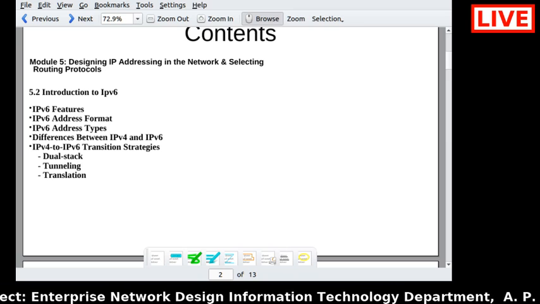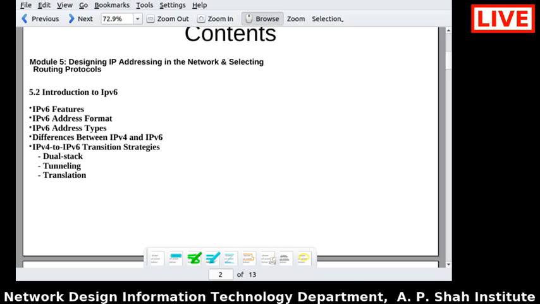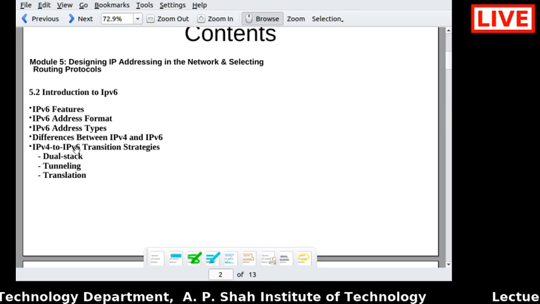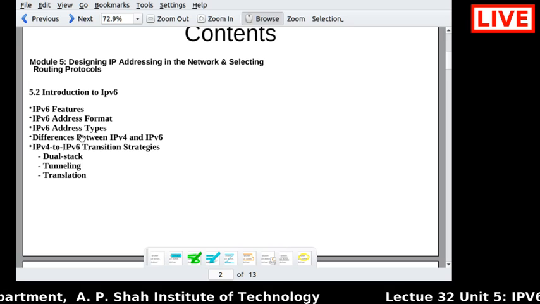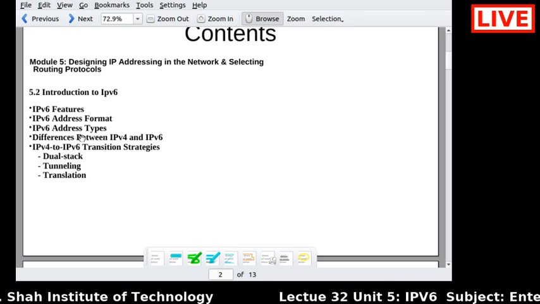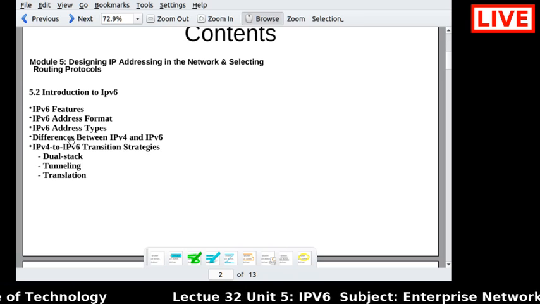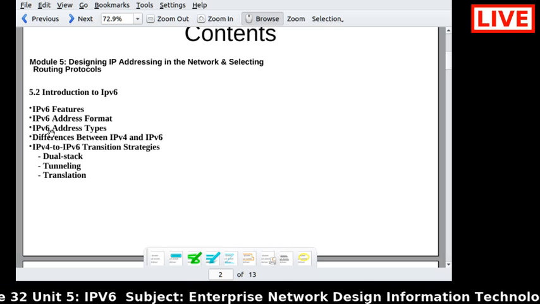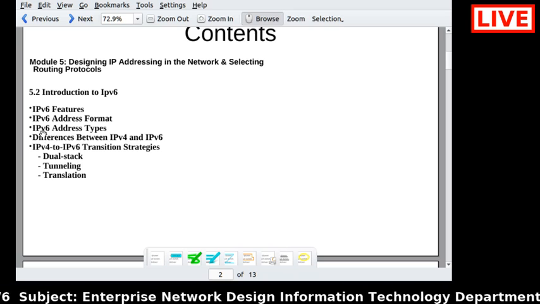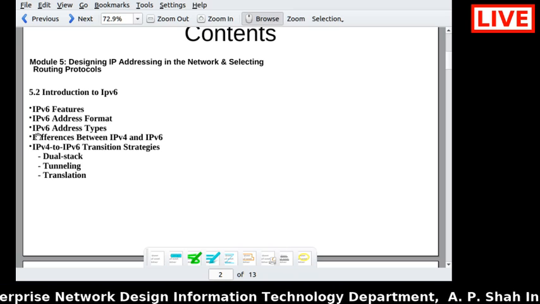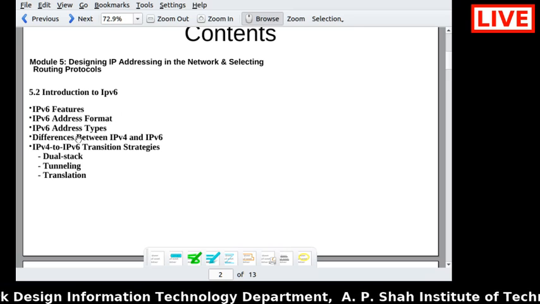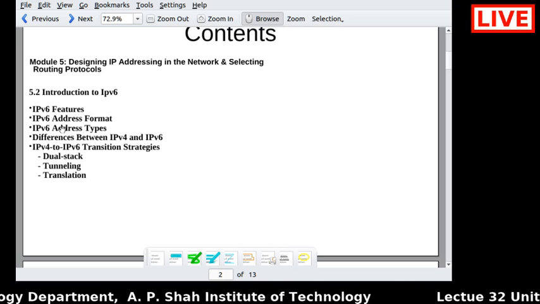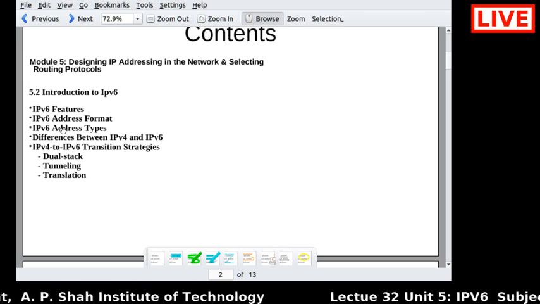We also need to see the different address formats and address types today. Then how address assignment works in IPv6, we need to check that as well. And what is the difference between IPv4 and IPv6? Whenever we study the features, address format, address types and all those things, we need to compare them with IPv4.